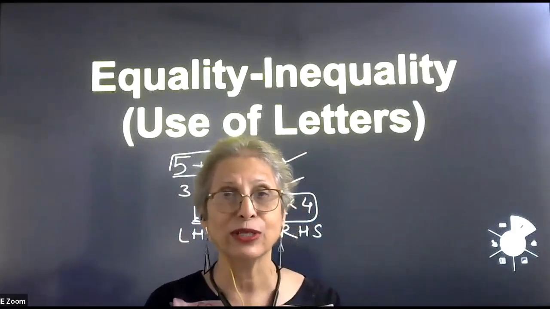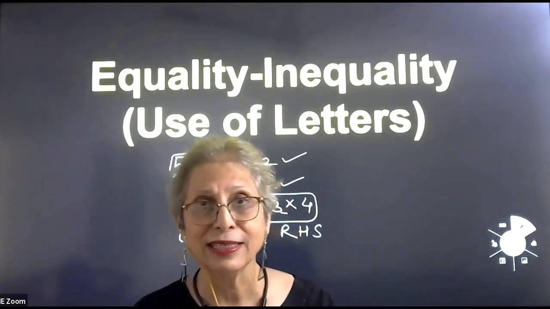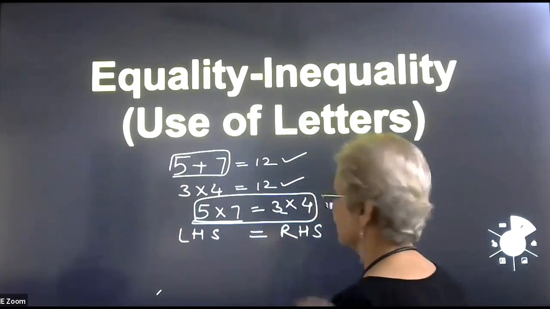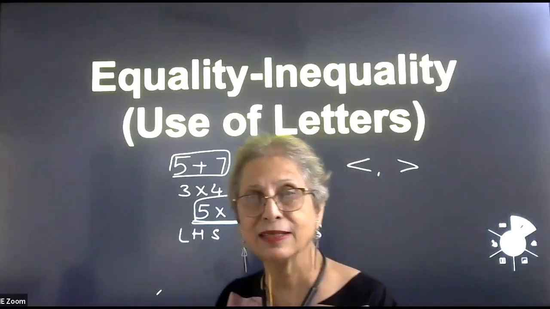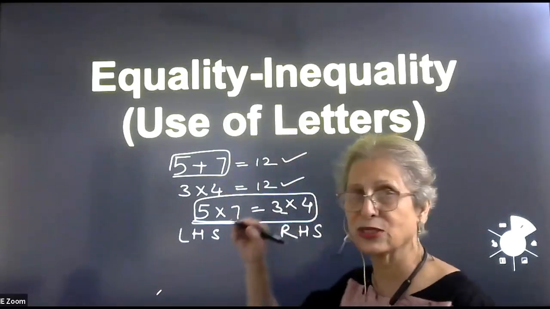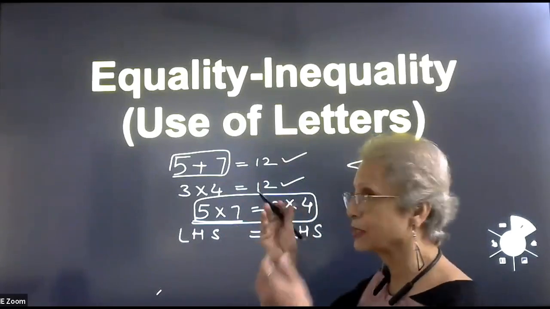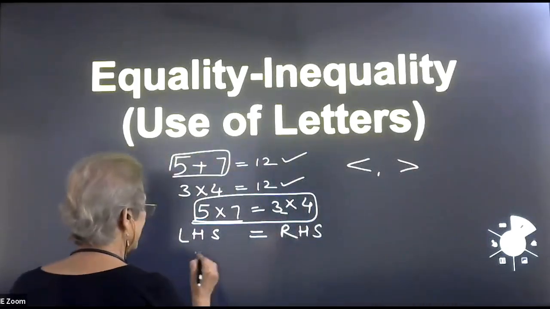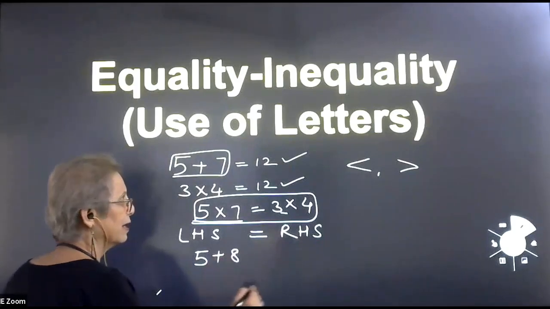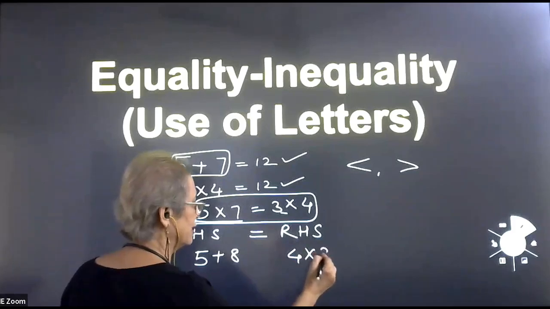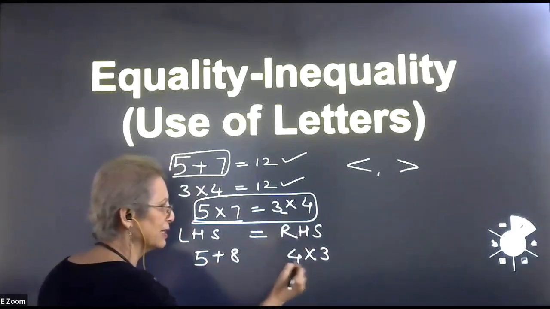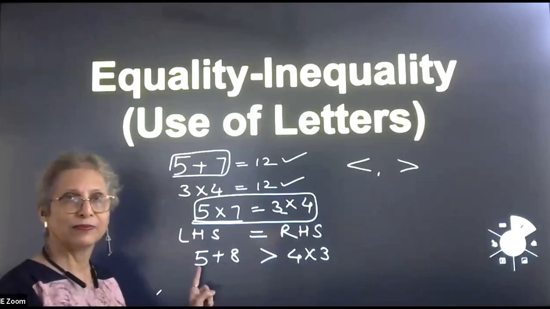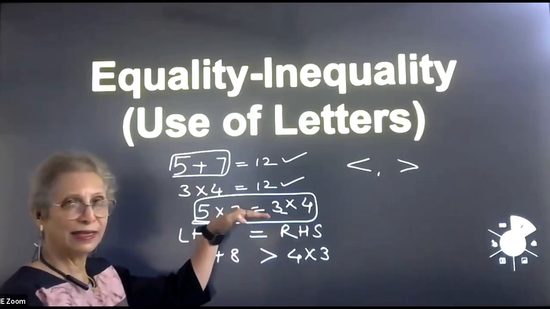If these two sides are not equal, then it is called an inequality, and then we use the symbols less than and greater than. If one side is less than the other, we apply the less than symbol. And if the first side, that is LHS, is greater than RHS, suppose, for example, here it is 5 plus 8, and here it is 4 into 3. Then naturally this is 13, this is 12. So I will use this symbol. So this is an inequality, and this is an equality.